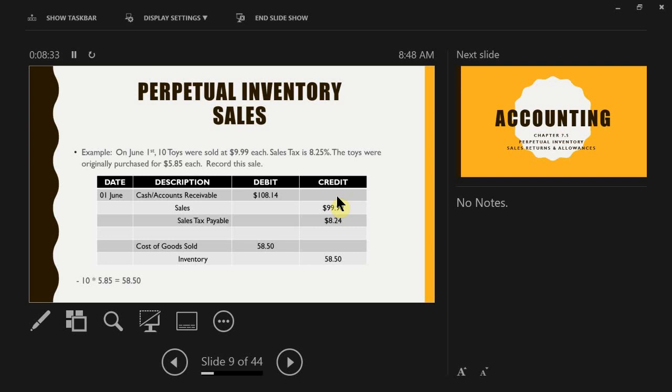$58.50. From there I have to take it out of my inventory because that's how much I sold. I gained inventory when I purchased, and now that I sold the items, I have to get rid of that inventory. This is exactly how much it cost me to sell those 10 toys, so I need to take it out of my inventory because I sold 10 of those items. I don't have those 10 items anymore. So I need to calculate how much it cost me originally for what I got rid of because I sold it to a customer.